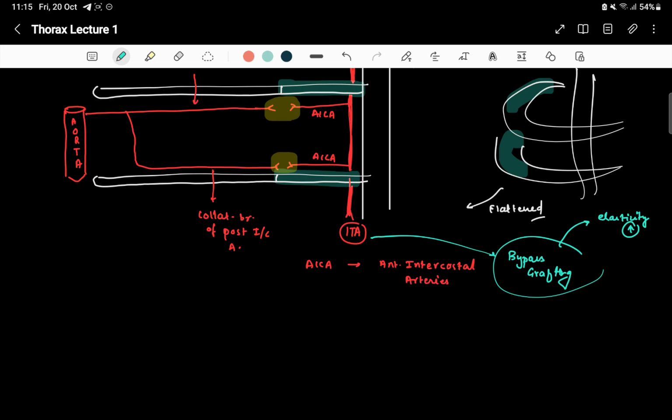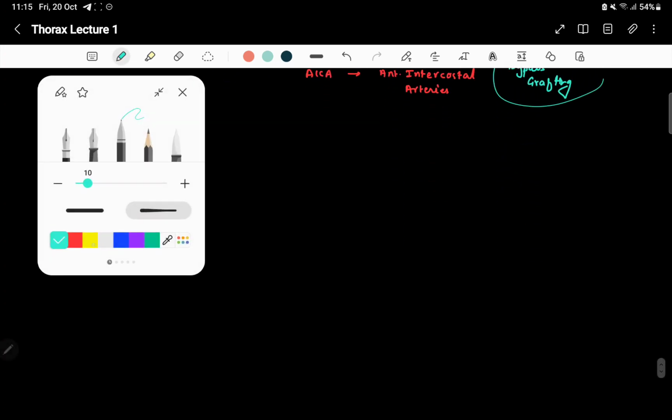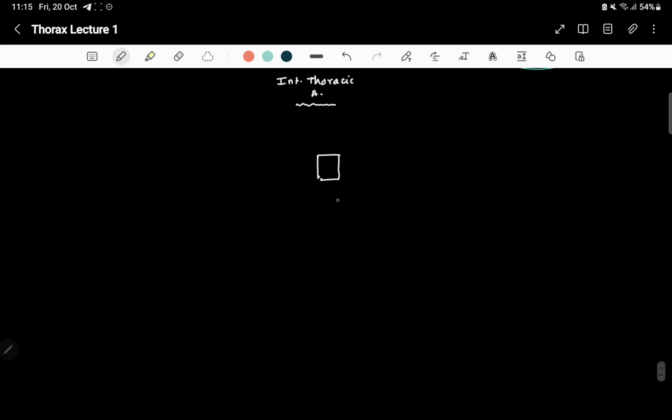Okay, so let me discuss the internal thoracic artery also here. Then we'll go to the venous drainage and all. So let's have a discussion of your internal thoracic artery. Internal thoracic artery. Okay, this is the manubrium, and this is your sternum.